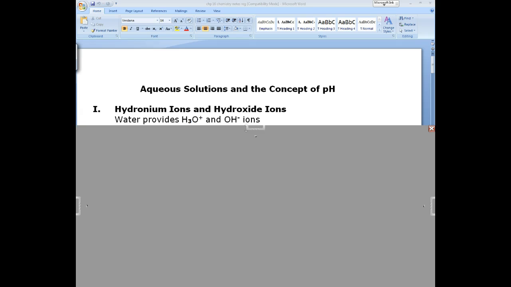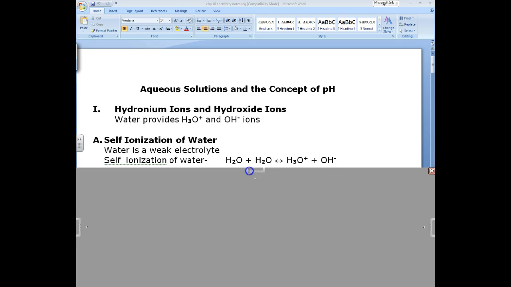It started with water. Since most of the solutions that we deal with in and outside of chemistry in our everyday life tend to be water-based solutions, we have to look at water and how we treat the acidity or basicity of anything. Water provides both hydronium and hydroxide ions. And the reason for that is because it will self-ionize. It is a weak electrolyte.